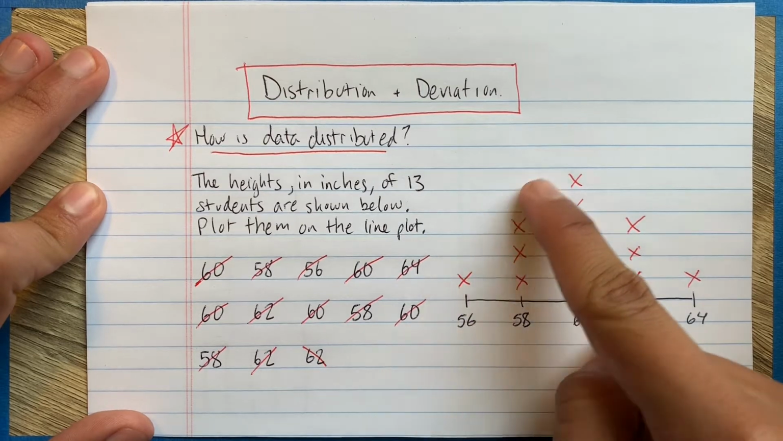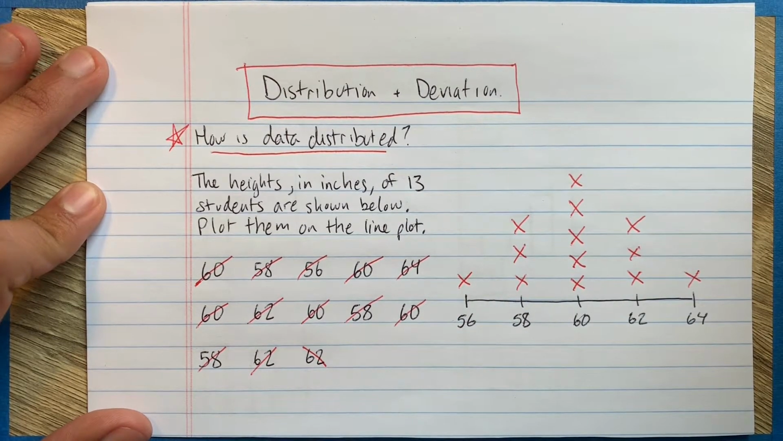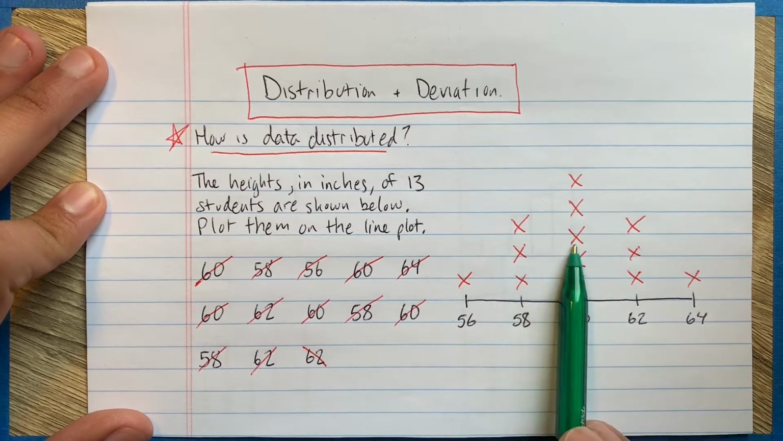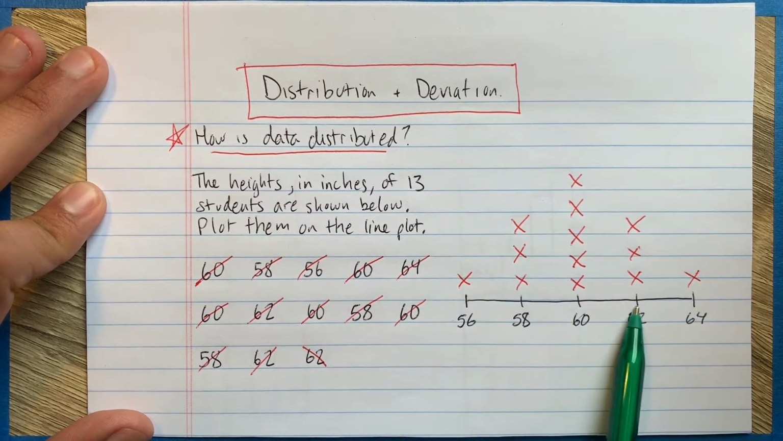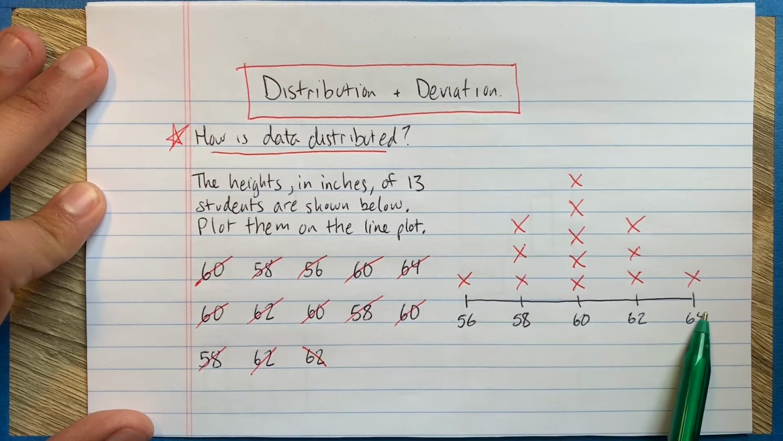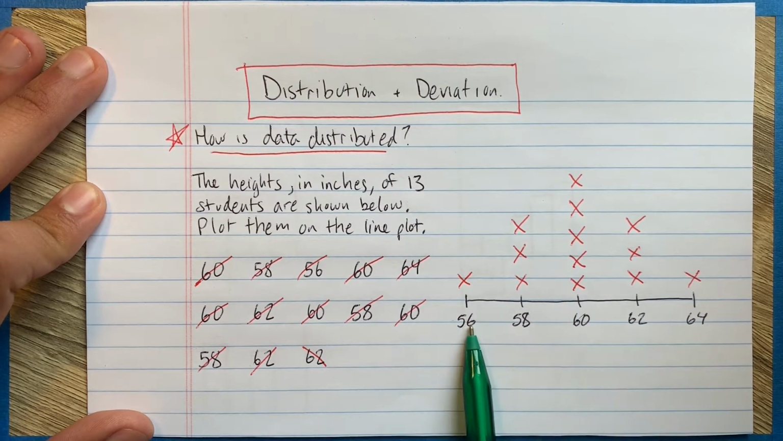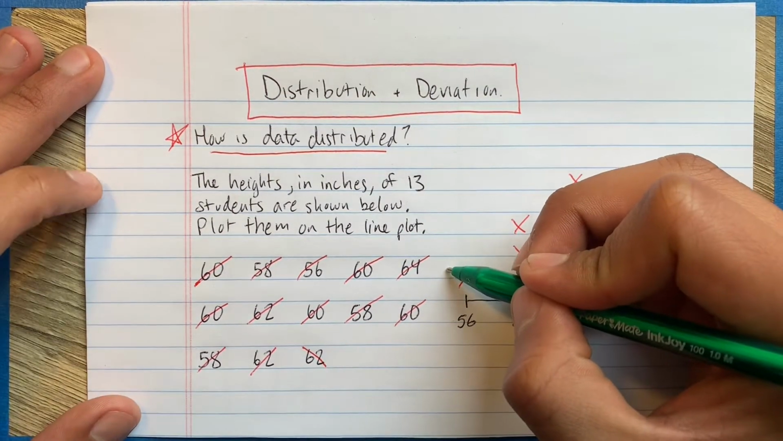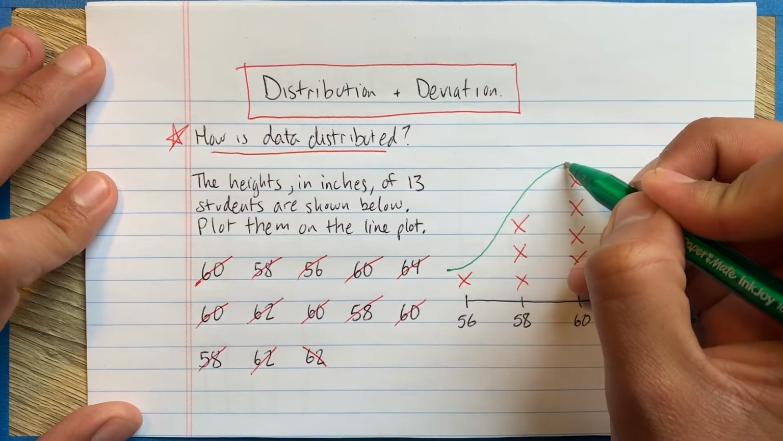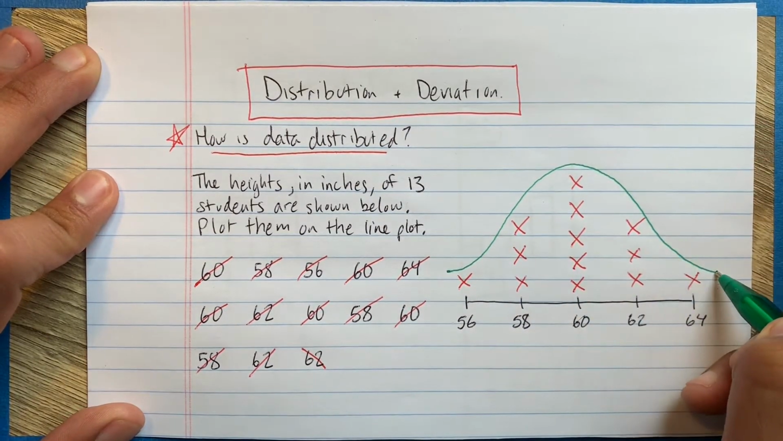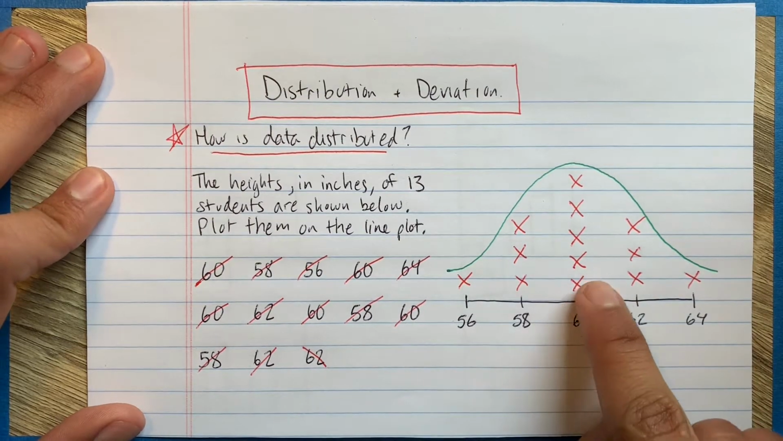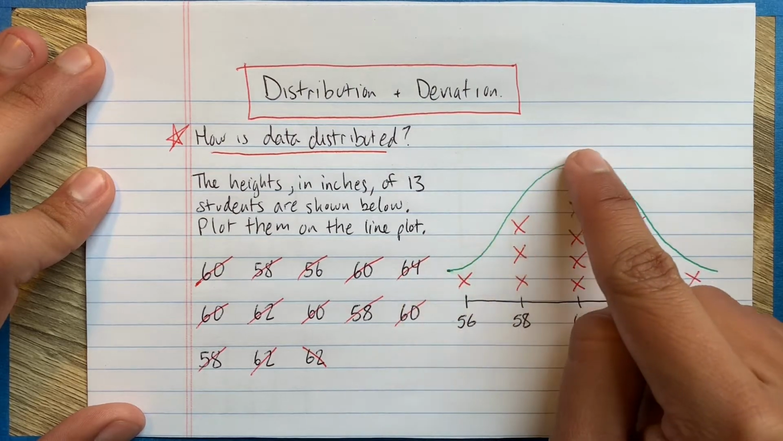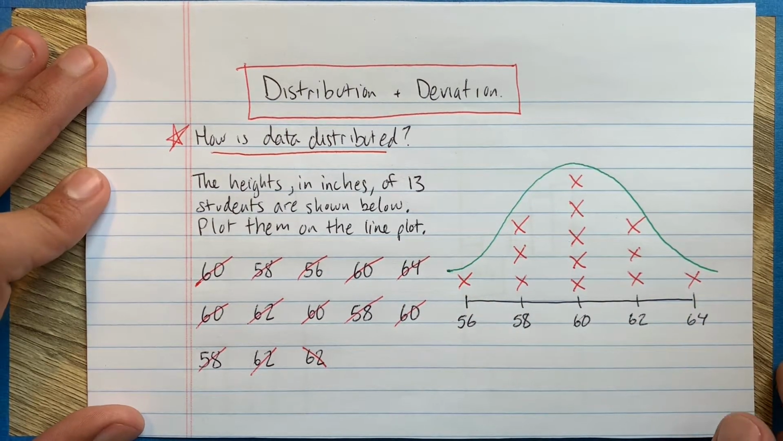So I've now put the data on this line plot, and we can see how it's distributed or spread out. What we can see is that there's a lot of people kind of in the middle, and there's very few people as you get out close to the ends of the data. There's only one person that is 56 inches tall, one person that's 64 inches tall. And what we're going to pay attention to is the curve that this data takes. Again, with a lot of people in the middle and very few on the edges, we can curve this distribution and this data.